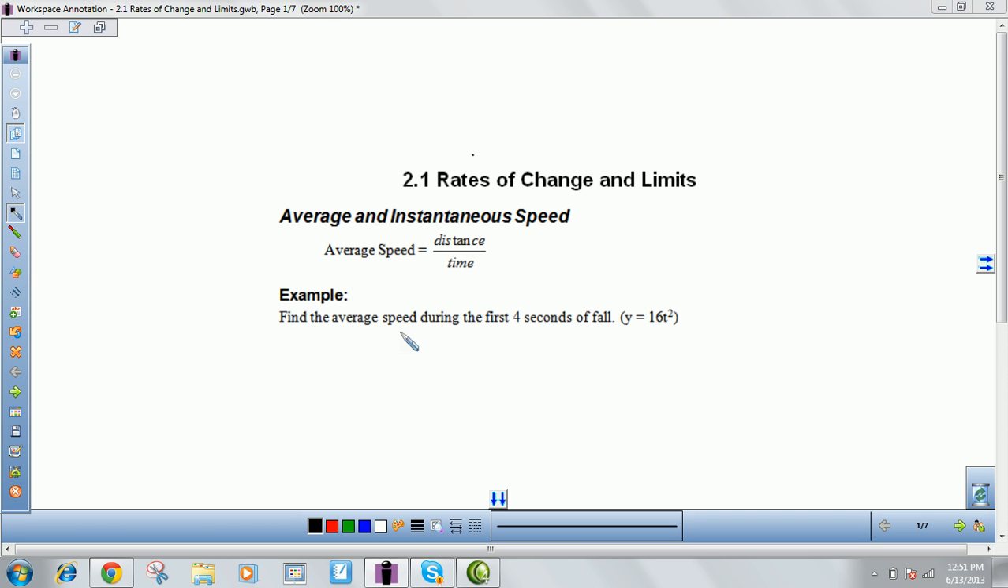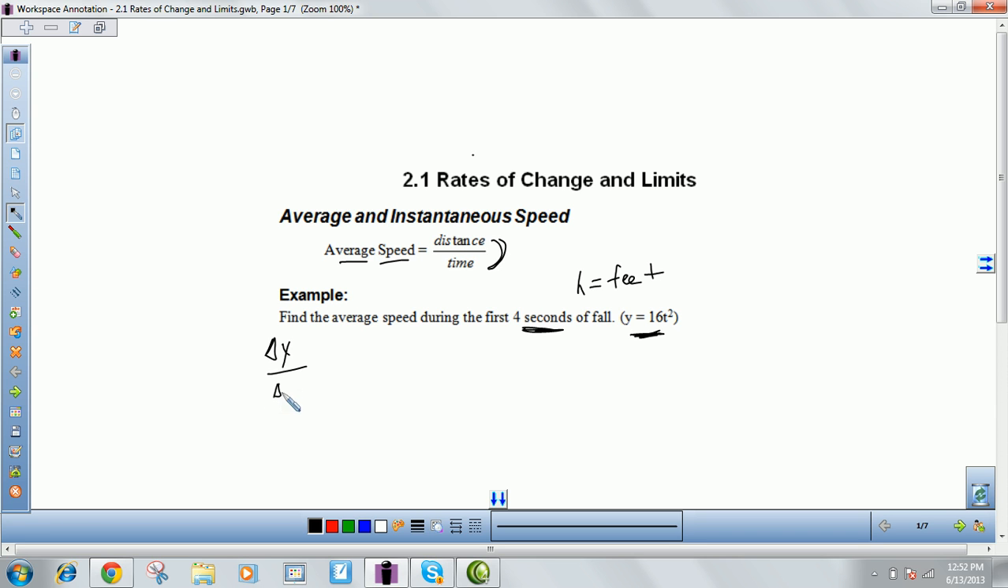So here in this first one, remember average rate of change, that's just average speed, that's distance divided by time. So if you want to know the average speed of something during the first 4 seconds of the fall, let's say this is in feet, just so we have labels. So this represents its height at any given time t. So during the first 4 seconds, we can find the average speed because it's just the distance. So it's the change in the distance over the change in time.